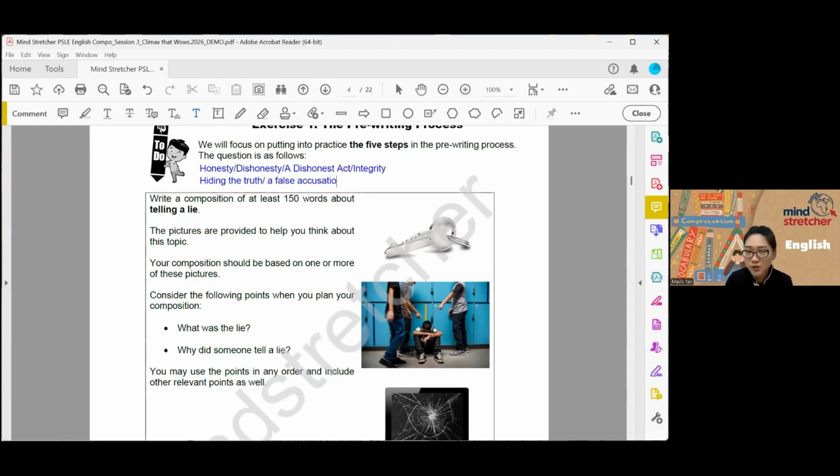Okay, some are very specific, but I'm going to just leave them here because you're on the right track, okay? Hiding the truth, a false accusation. A false accusation is actually not easy to write. Yeah. But usually it's not so specific. Okay, saying something untrue, telling a lie, yes.